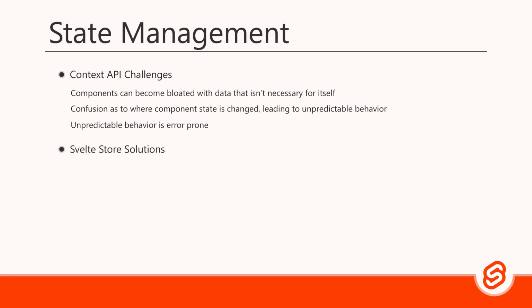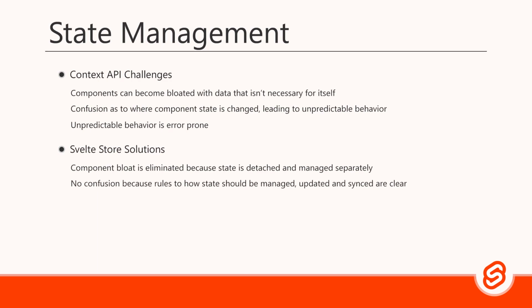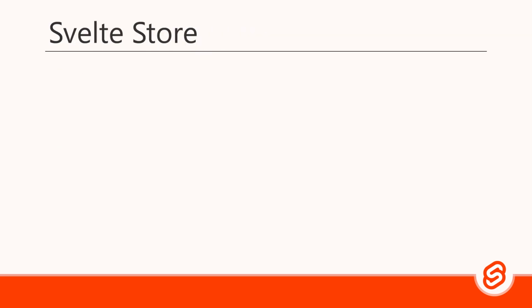The Svelte Store is a full state management solution that helps developers overcome these challenges by helping us manage our state. It detaches the state from a component and manages it in an entirely different place so components can't become bloated with unnecessary data. It's also more predictable. There are clear rules to how a state should be managed, updated, and synced. And because we have that clearly defined flow of data through the application, it's less error-prone. A store is just a plain JavaScript file that we import into any component that needs access to it.